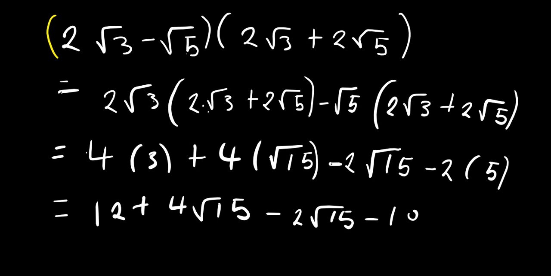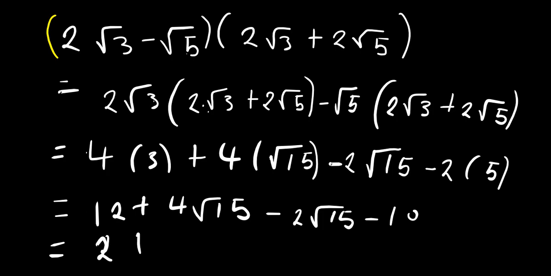Then we put the like terms together. So we've got 12 minus 10. What is 12 minus 10? That is 2.